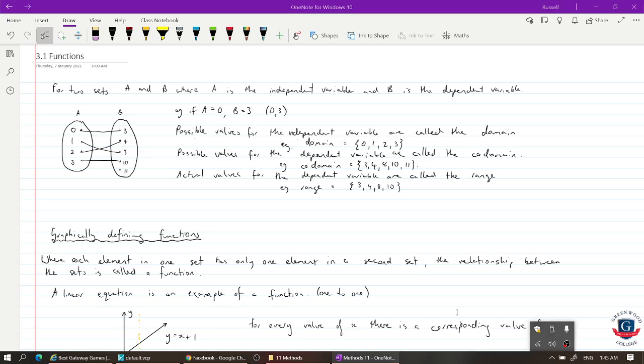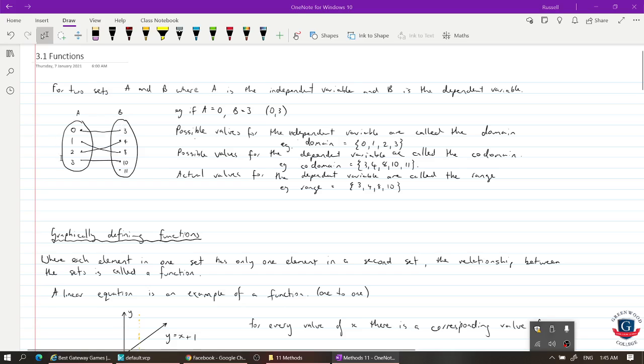This dependent variable, which depends on the values of a, in our case here is called variable b. Independent variable here, dependent variable here. Now the possible values the independent variable can take on are called the domain. The possible values the dependent variable can take on is called the codomain, and the actual values the dependent variable can take on is called the range.